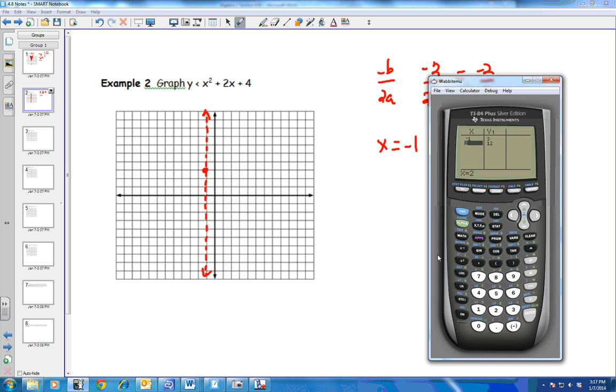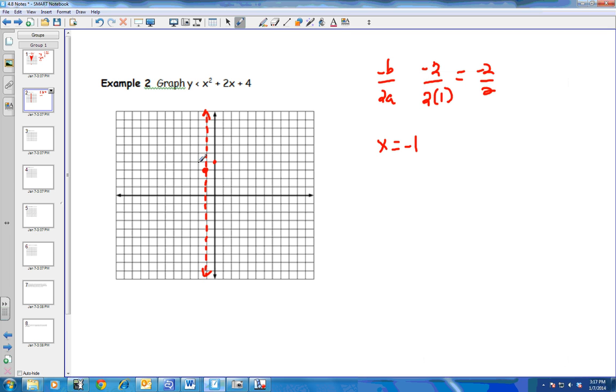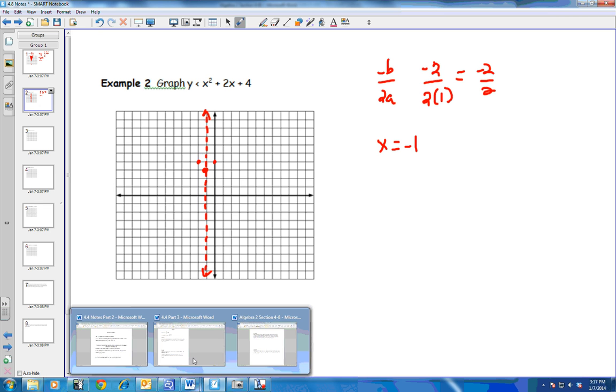All right, so looking at my graph, when I hit graph, there it is. So let's find at least 2 more points on this graph. I'm going to go to my table again and type in a number to the right of this. I'll just type in 0 again. So when x is 0, my y value is 4. So 1, 2, 3, 4. I know I have that same point on the other side. Let's get another point.